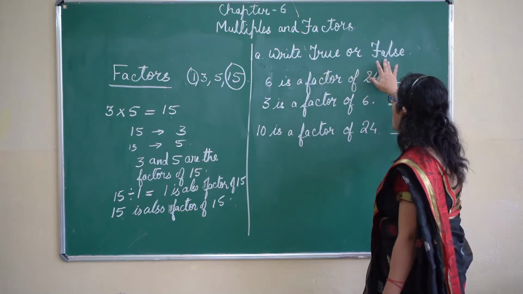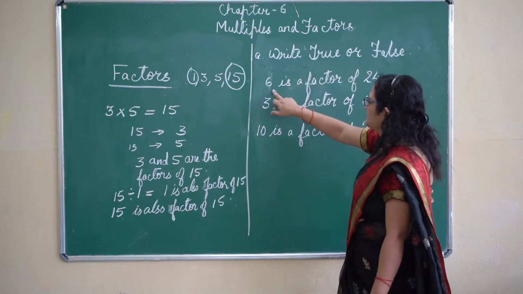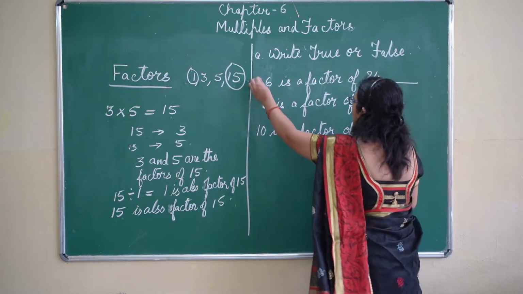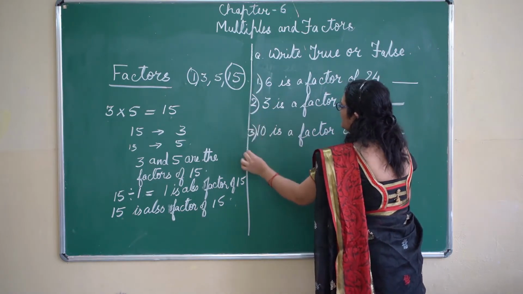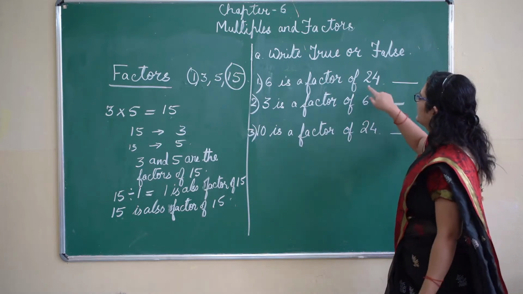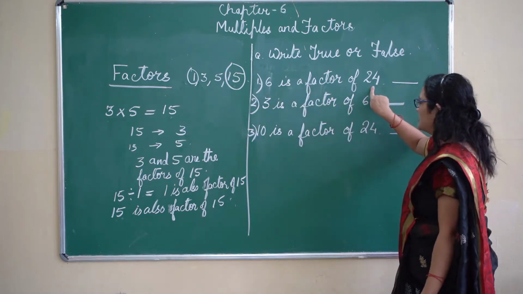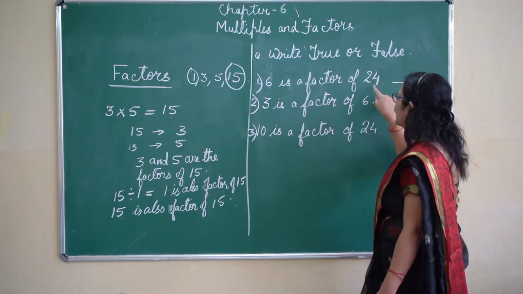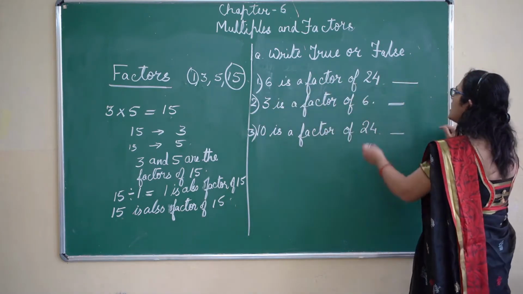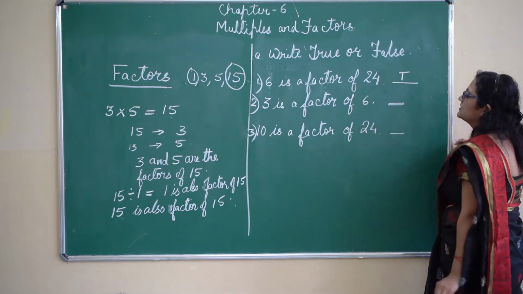Write true or false. So first one is 6 is a factor of 24. Can we say yes or no? So I have told you, can 6 divide 24? Yes, 6 fours are 24. In the table of 6, 24 comes, that is 6 fours are 24. So the answer is true.